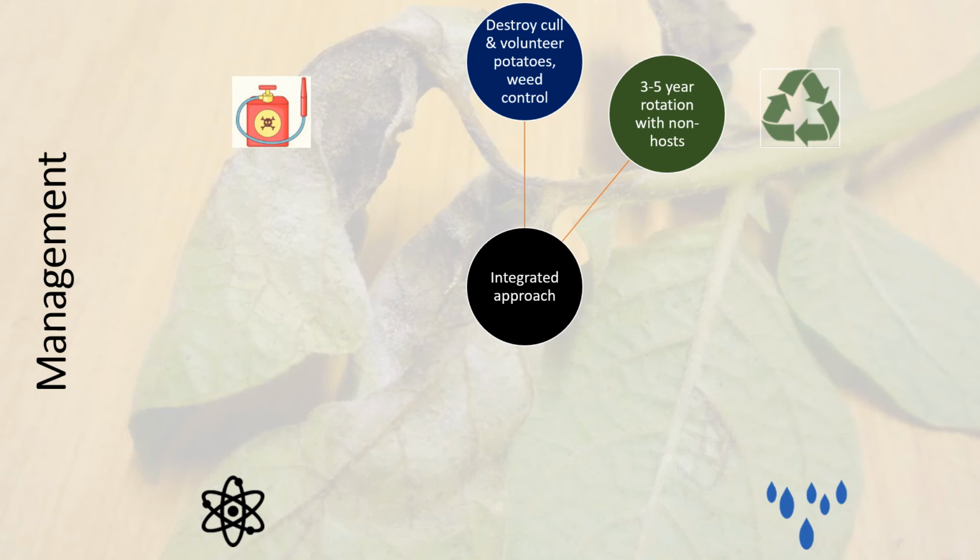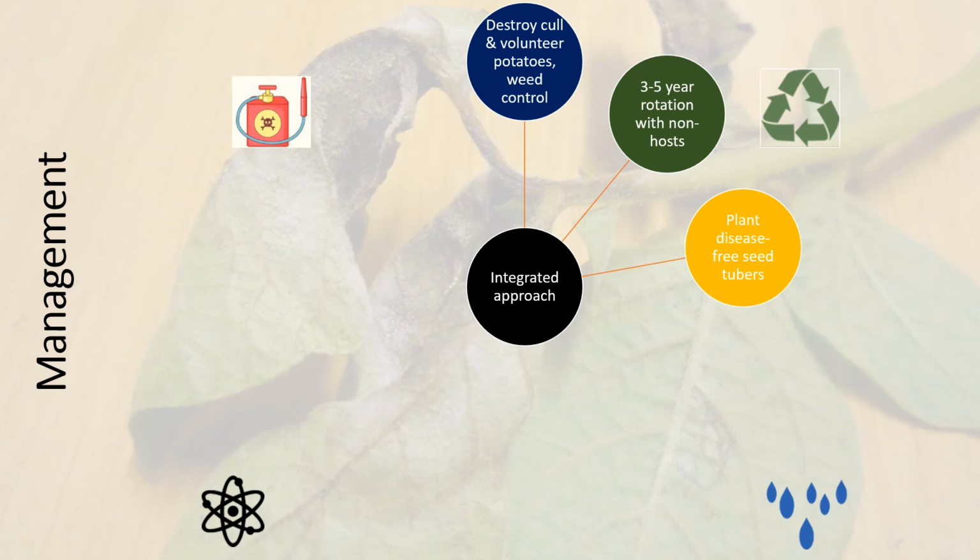It's also wise, as I always recommend, to have a 3 to 5 year rotation with non-hosts, so that there's no host debris harboring the pathogen in the field. Of course, critically important to plant disease-free seed tubers. That said, it is not impossible that the pathogen can still be found latently in disease-free seed tubers.